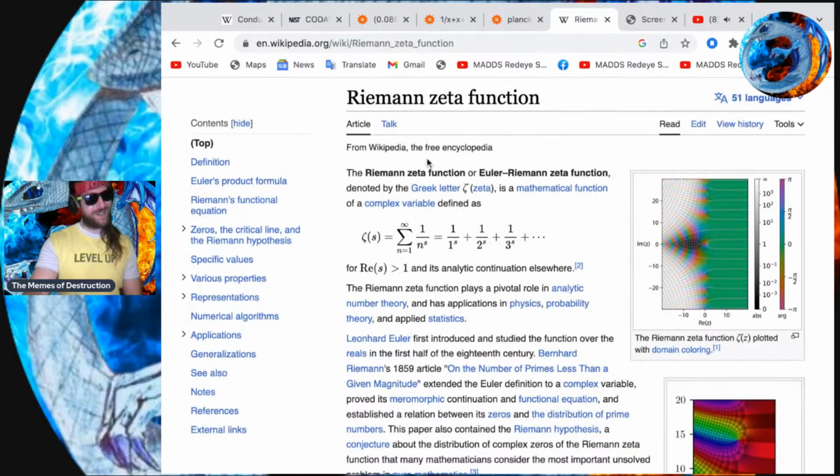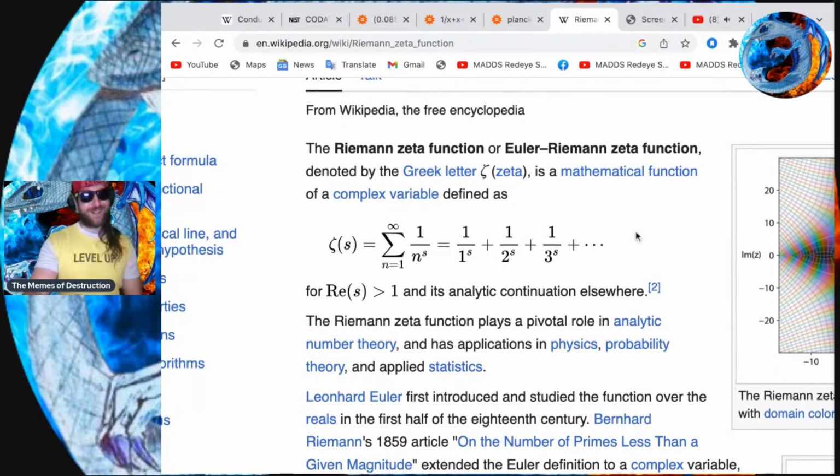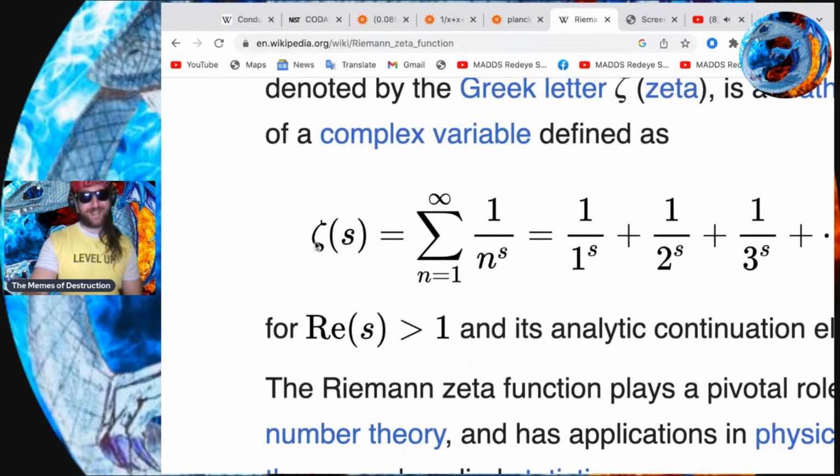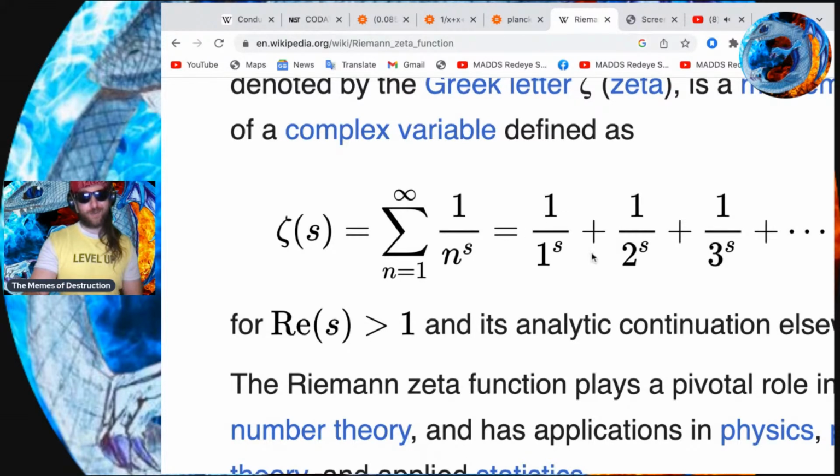For noobs like me, we go to our friend Wikipedia again. The Riemann zeta function, or Euler-Riemann zeta function. Euler, I noticed a lot of things. The Greek letter zeta is a mathematical function of a complex variable defined as the infinite series of n equals 1. In this case, zeta of s is how we express it. Basically it's 1 over 1, 2, and so on. We go through the integers and each is raised to whatever power that is.